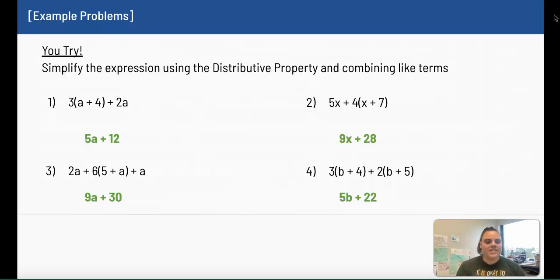5a plus 12 is the answer for number 1. Number 2 is 9x plus 28. Number 3 is 9a plus 30. And number 4 is 5b plus 22. If you did not get these, or you cannot find where your mistake was, please come and talk to me so we can work through it together.